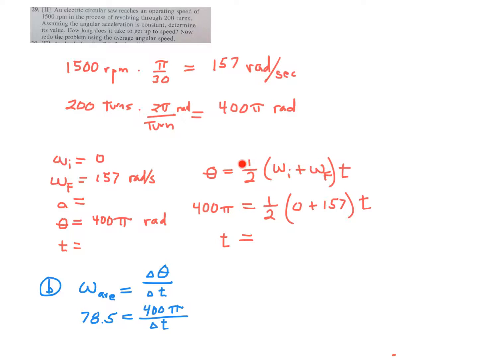Basically, this is the average angular velocity times time, which is how we're supposed to do it in part B. So it's really the same problem in part B. So there's our theta, plug it all in, find t.